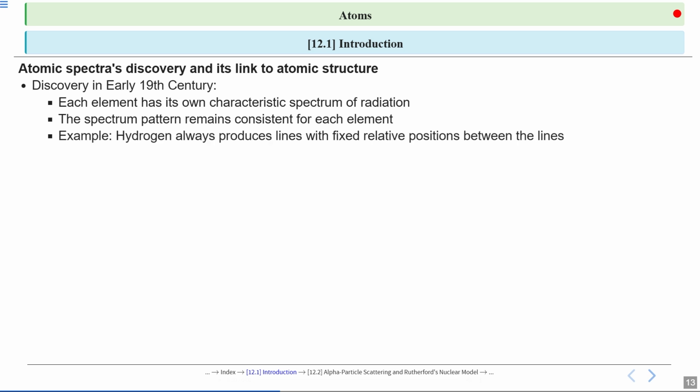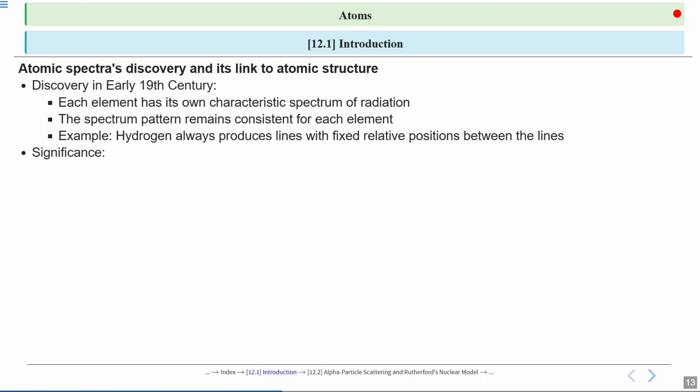For example, hydrogen always produces spectral lines with fixed positions relative to each other. If you look at the hydrogen spectrum, you will see the same set of lines, like a barcode. This repeatability suggested that the process creating these lines was tied to the structure of the atom itself.